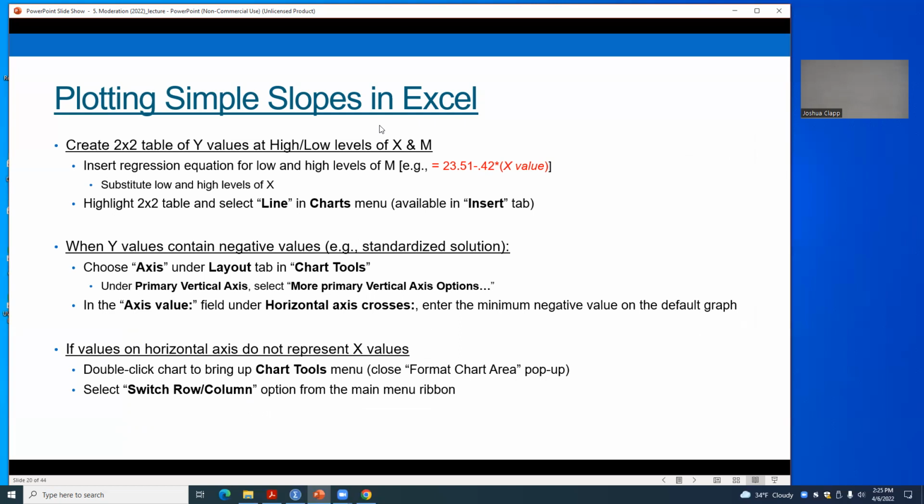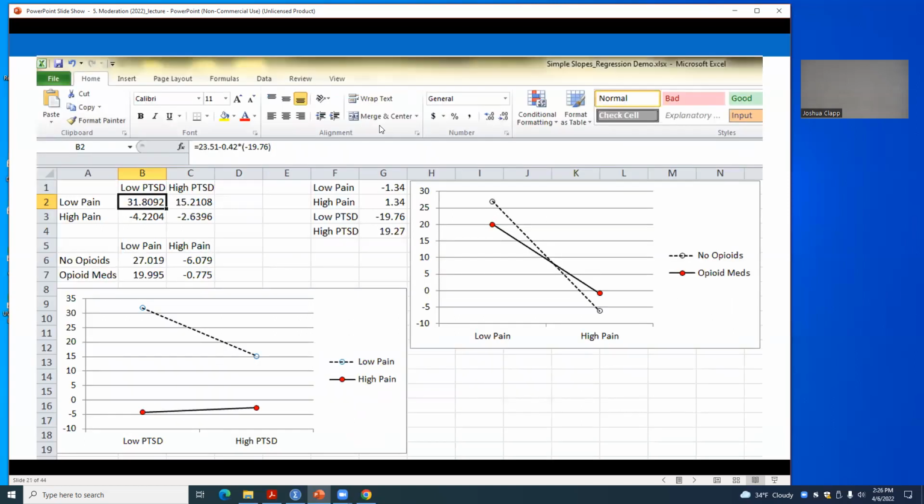If you've got things flopped around, you can go to the top and hit switch rows and columns, and that'll switch things all around so that your model matches what you're trying to put out. But here is just a screenshot of Excel. So for these simple slopes, I've got low pain, high pain, low PTSD, high PTSD. And if you look at my field here, this is equal to 23.51 minus 0.42 times my value for low PTSD.